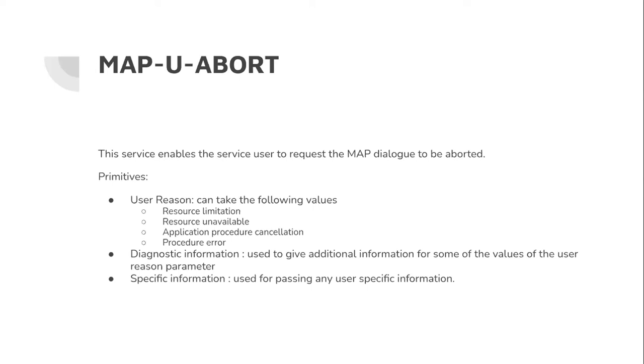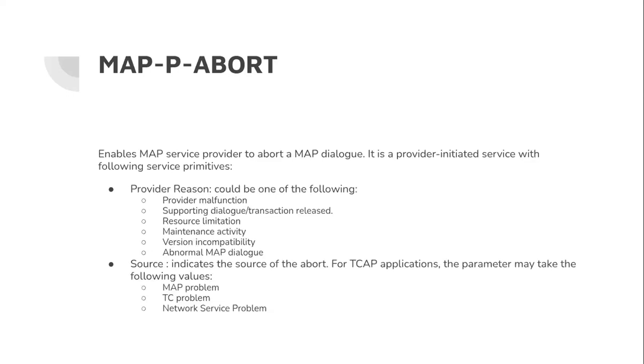Then we have the MAP UABORT. Remember, I told you that we have the service user and the service provider. The U is for user, so this is an abort that is triggered by the user. Some of the primitives include the user reason, the diagnostic information, and the specific information. On to the next one, the P is for service provider. So this is an abort triggered by the service provider. What are the primitives? Provider reason and the source.